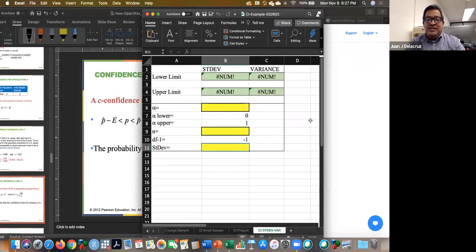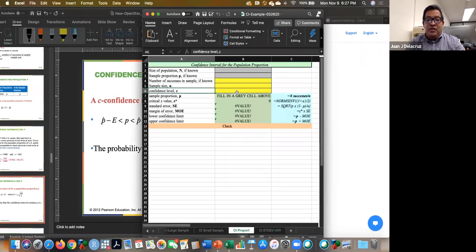We also did this in Excel. All I need is the number of successes, the sample size, and the confidence level. We have these three inputs, and we can solve the case very, very easily.